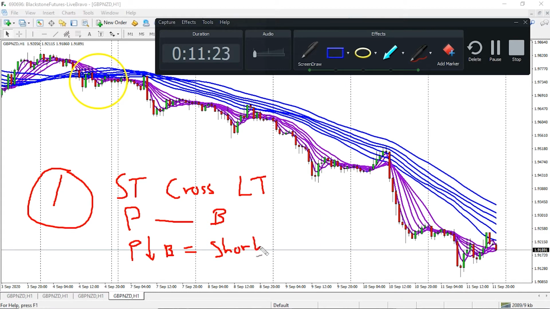Why are we short? Purple is below blue. When purple crosses above blue, okay, I put the arrows in there so it reminds you in what direction you're taking the trade. You're looking for a long trade or a buy trade. Okay, so we have a nice looking trade there.